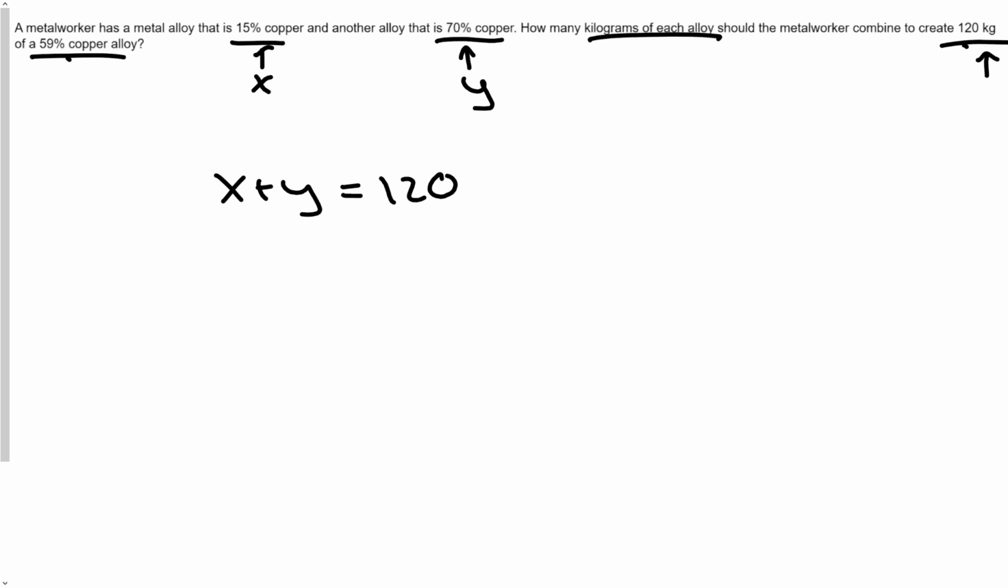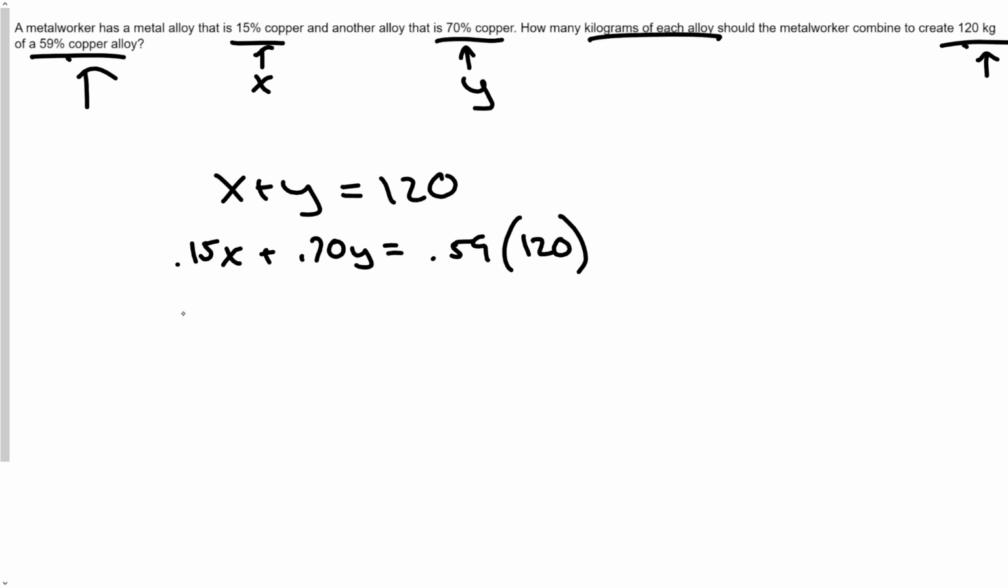The second part is a little weirder. So 15%, right? To write 15% as a decimal is 0.15 times X, right? 15% of the first of the copper plus 70% times Y is going to be 59% of my total.